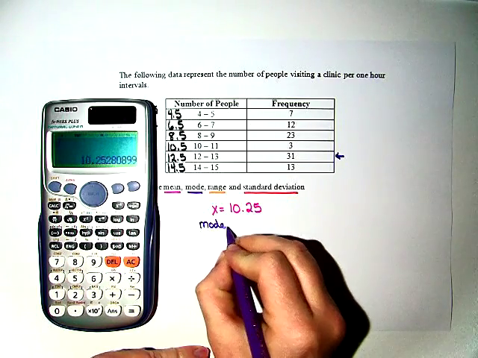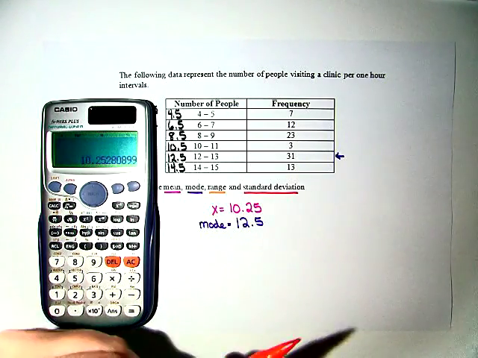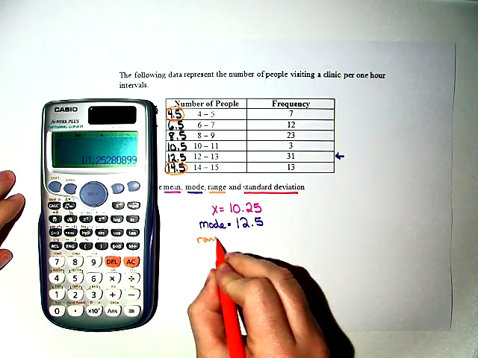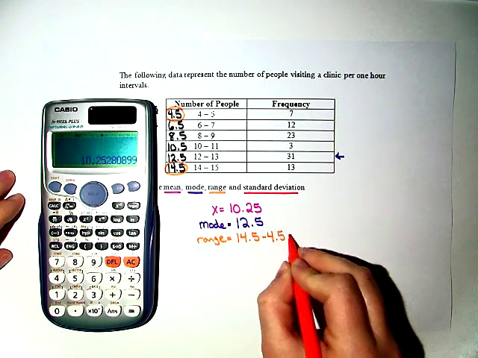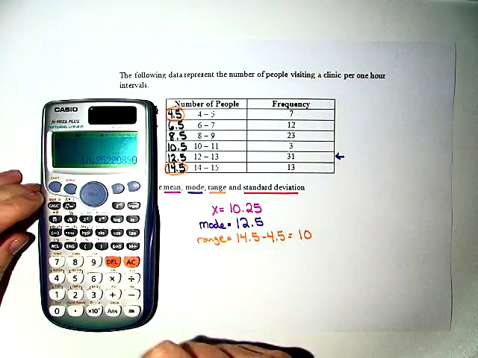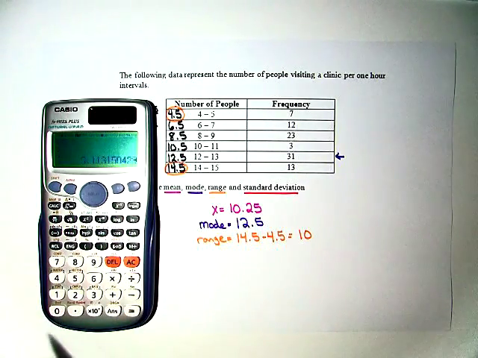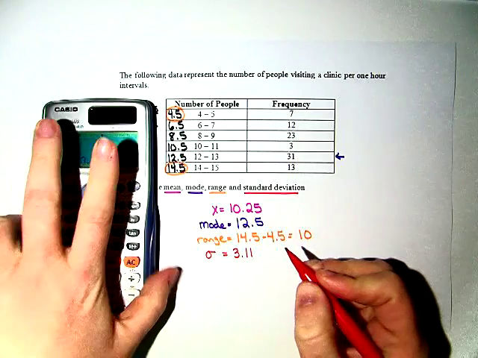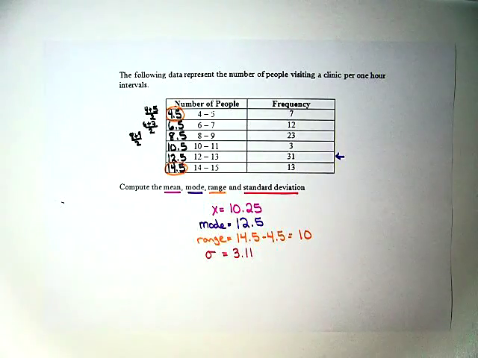The mode is the number that appears the most frequently. So the mode is 12.5. The range is really easy to calculate. You take the highest number, subtract the lowest number. So I get 14.5 minus 4.5, and that gives me a range of 10. And the last thing that I need is my standard deviation. So I do Shift Stat, go into Variation, and choose number 3 for standard deviation. And I get 3.11. So this is how you do calculations involving a frequency table.